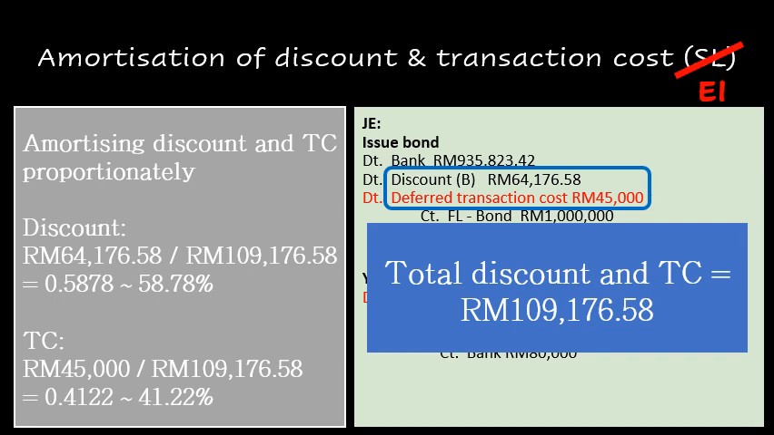For example, we have a total discounts of 64,176 ringgit 58 cent, and this amount make out approximately 58.78% of the total discount and deferred transaction costs. And for transaction costs, the amounts of 45,000 ringgit make out approximately 41.22% of the total discount and deferred transaction costs.